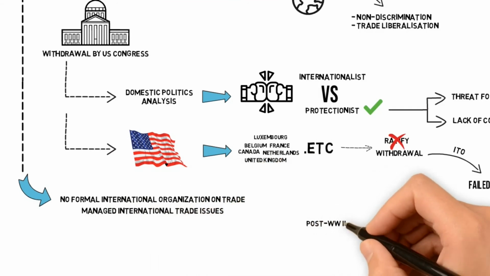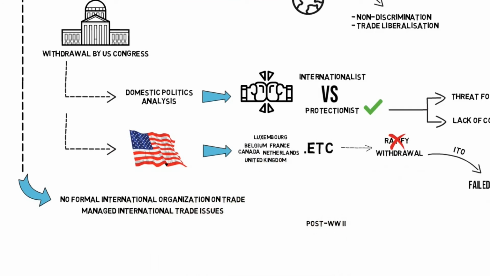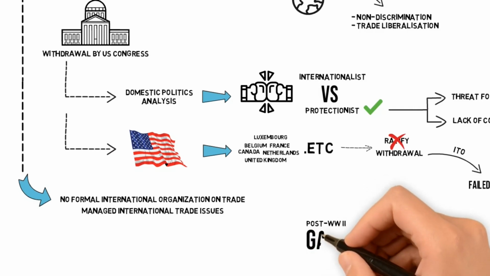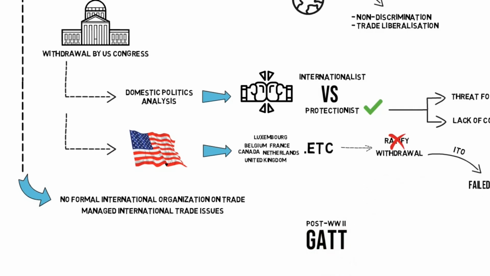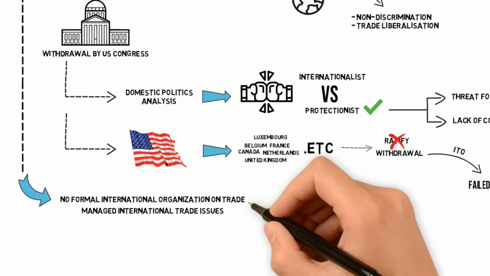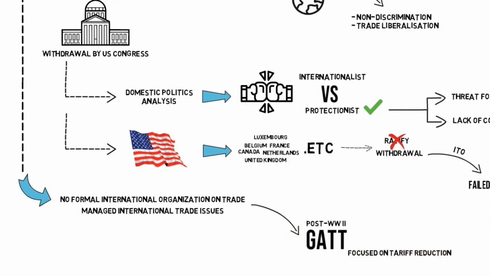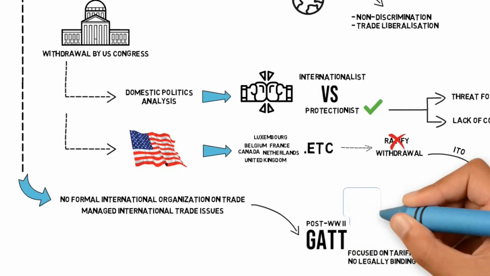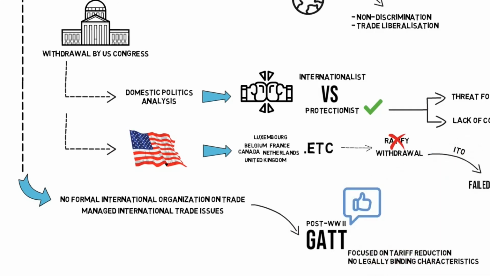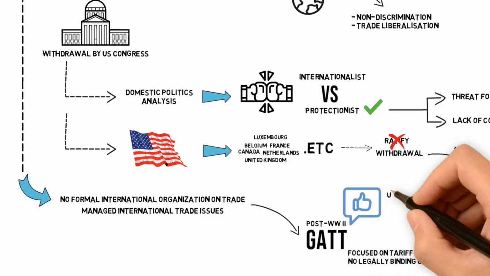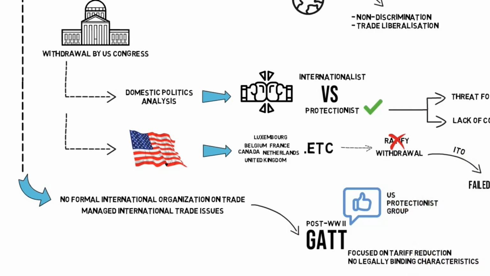Furthermore, international trade issue after the World War II was only managed limitedly under the interim mechanism under the General Agreement on Tariffs and Trade, since the scope of the GATT was limited and it only focused on tariff reduction with no legally binding characteristics, especially if it is compared to the design of the ITO. The GATT was considered as less harmful. Therefore, it was more acceptable by the protectionist groups in the US.